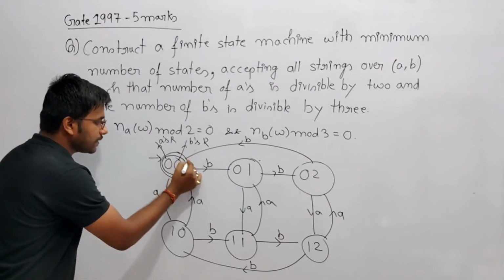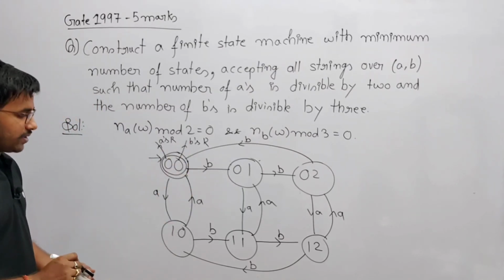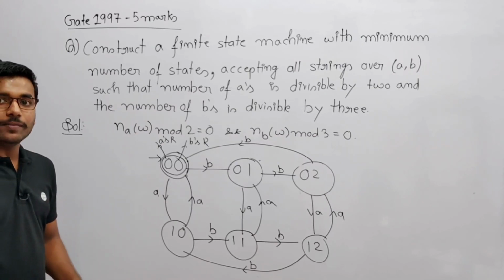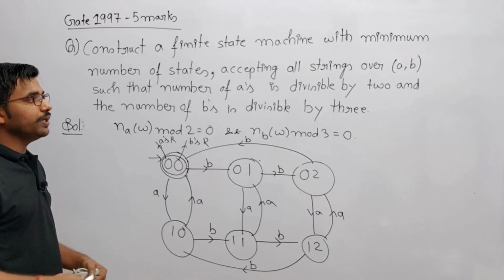So now if they ask, they will not ask you to construct that. They will only ask you the minimal number of states you will require in the minimal DFA. So your answer is going to be 6.